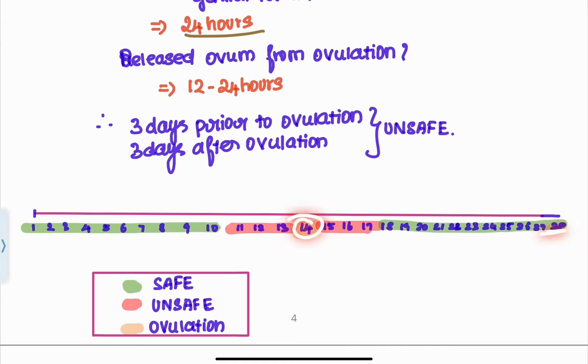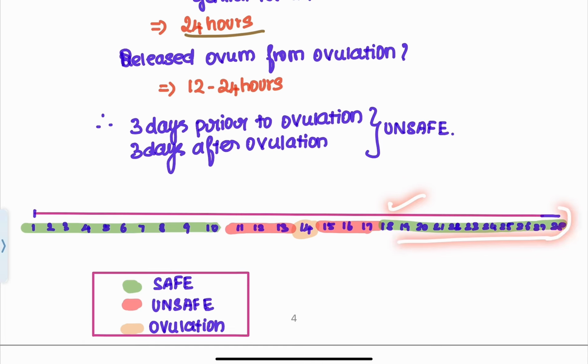But I told you ovulation is going to occur on the 14th day of the menstrual cycle in a 28-day cycle. So 3 days prior to the ovulation, that is 11, 12 and 13, and 3 days after the ovulation, that is 15, 16 and 17, are the unsafe period. Any act of coitus during this unsafe period is going to result in conception. So if you want to prevent pregnancy, please avoid any act of coitus during this fertile period. This is the advice which you are going to give to your patient, right?